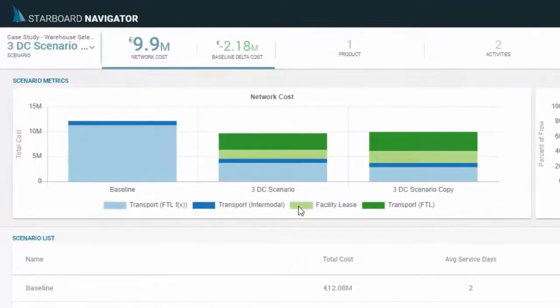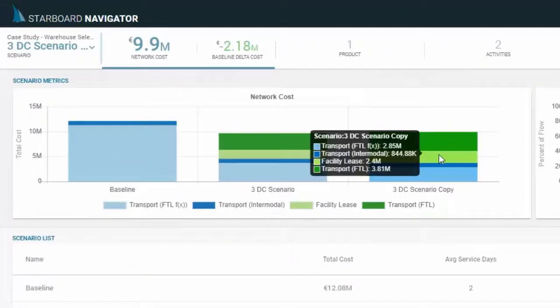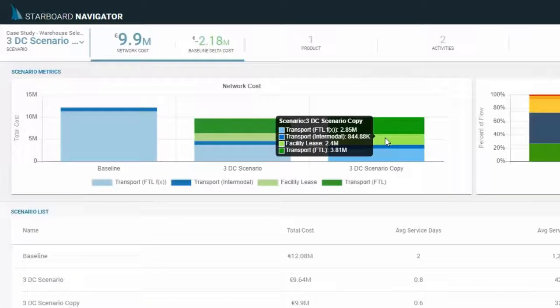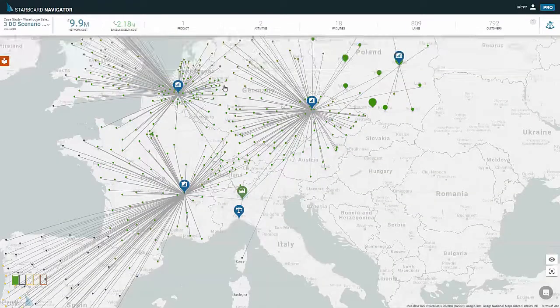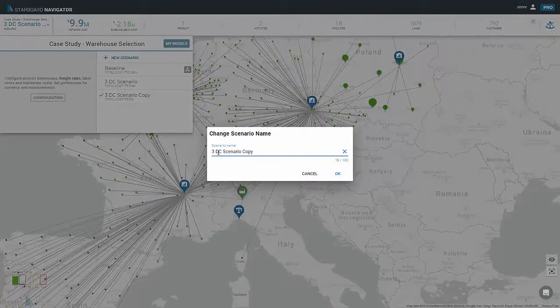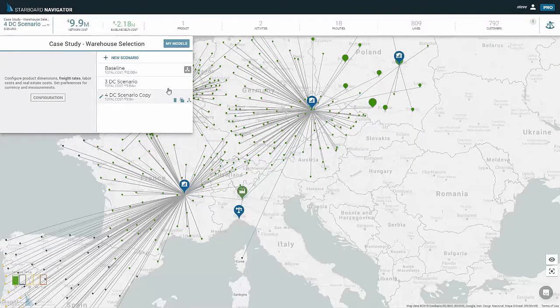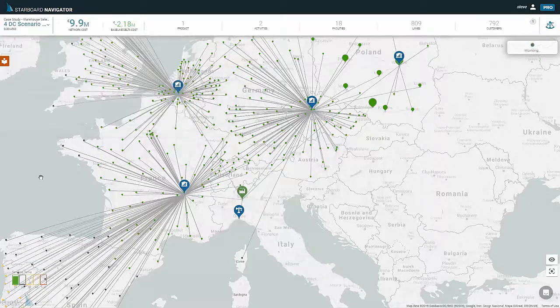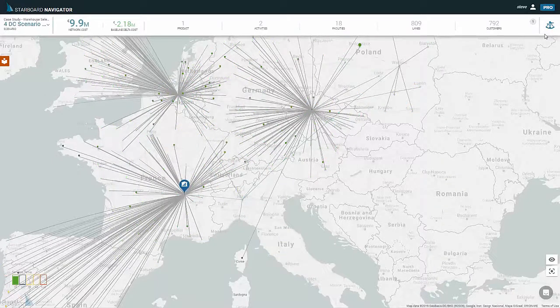But you see this facility lease, this light green right here, the facility lease is now coming up and reducing our incremental value. And in fact, I'll just show you this. We'll save this one just to show that there was decreasing return. And I'll duplicate it and show you that we can eventually go negative as we force too many warehouses onto the system.